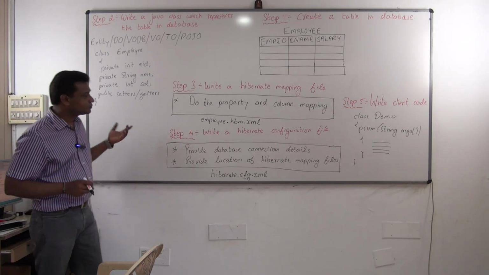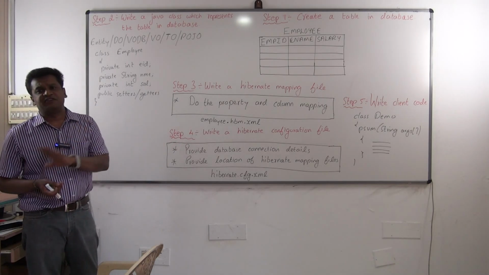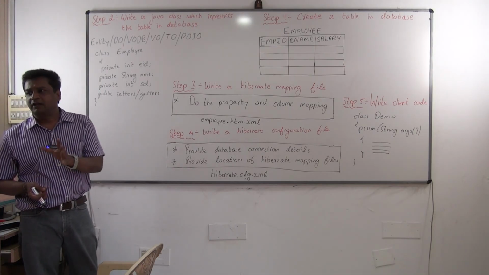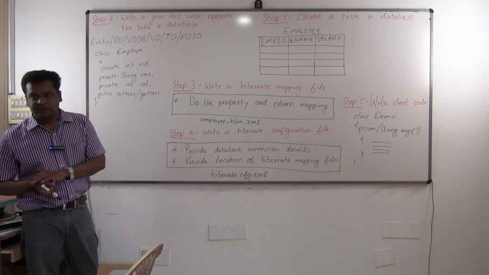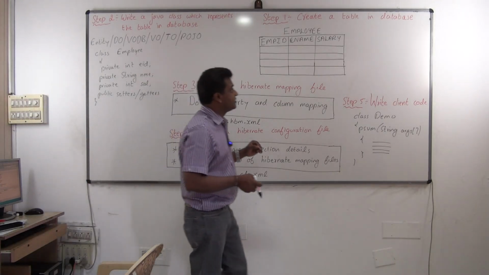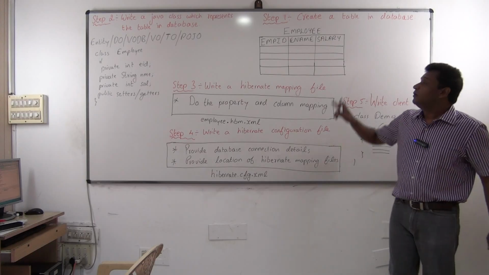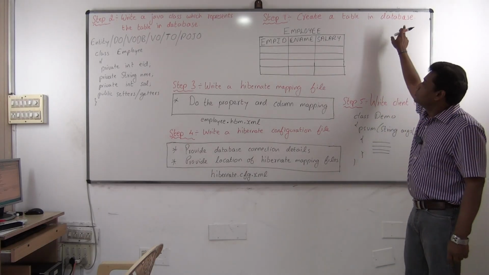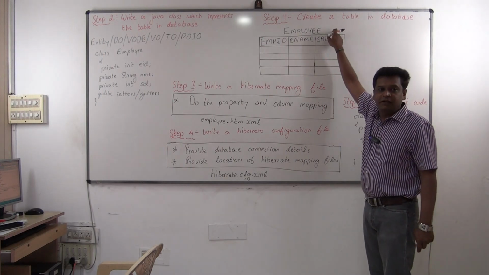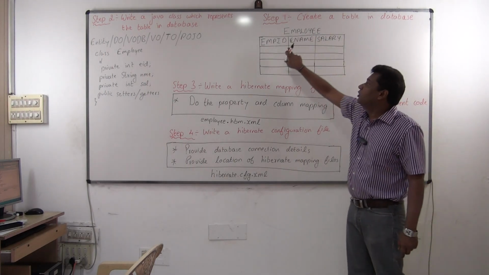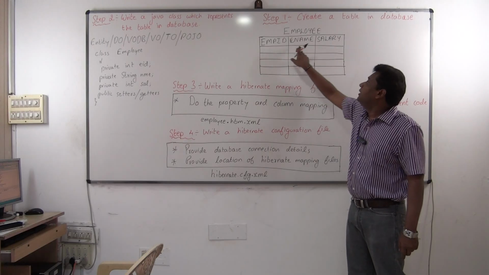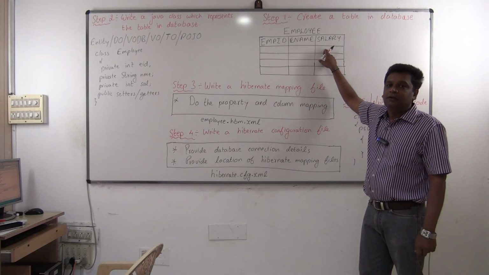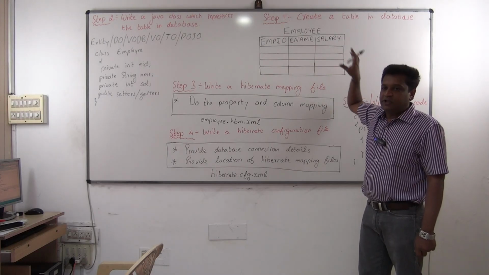Clear? Fine. If you want to do that, there are 5 steps you have to follow, the same 5 steps you followed for the Oracle example. What is the first step? You create a table in the database. Which database today? MySQL. What will be the name of your table? Employee, and it will have 3 columns. What are the 3 columns? EMPID, ENAME, salary. So this will be your table created in the MySQL database. That is the first step.